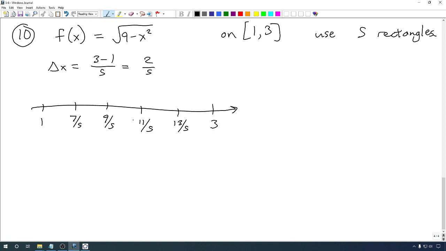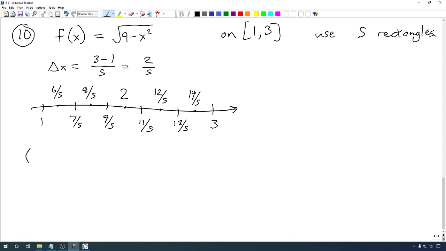We need our midpoints in the middle of all these. The midpoint between 1 and 7/5 is actually 6/5. So this was 5/5, so it makes sense. Then we have 8/5. 10/5 is actually just 2. We could go ahead and use that. Then 12/5 and 14/5. So again, I wrote down formulas for these midpoints, but we don't really have to follow those formulas. It's usually pretty clear if we write out our endpoints and our midpoints.